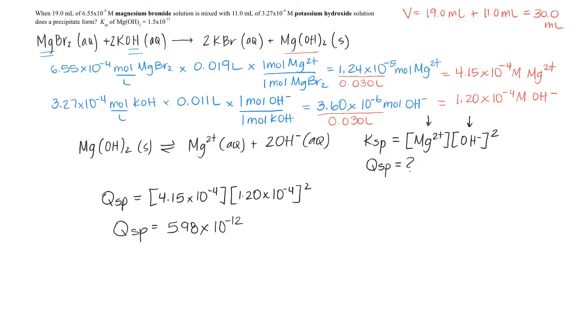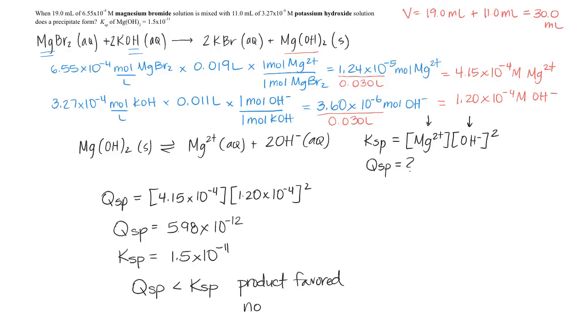Let's compare the value of QSP to our KSP given in the problem, 1.5 times 10 to the minus 11. We can see that QSP is less than KSP, which tells us that we are product favored and that no precipitation occurs.